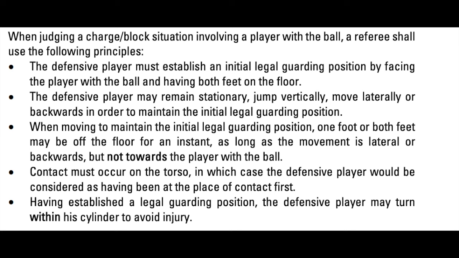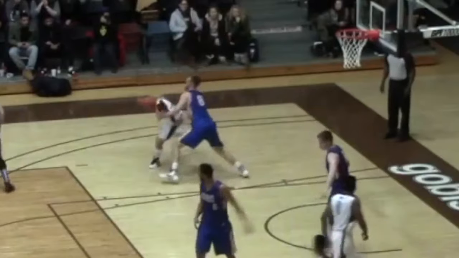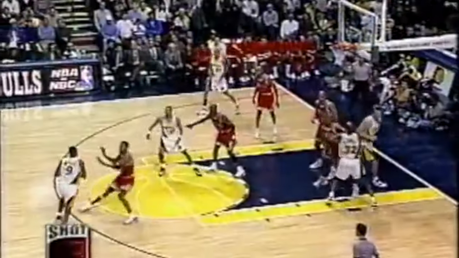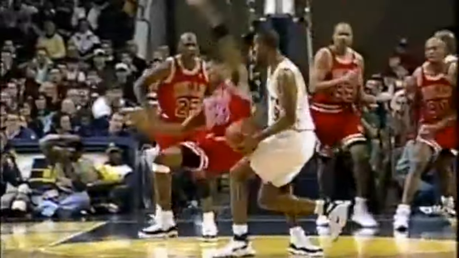So it is expected that when you move, one foot and at times both feet can be off the floor for that instant. Contact must occur on the torso, in which case the defensive player would be considered as having been at the place of contact first. So if you get hit in the hip, there's a very good chance that you weren't there in time. That's why we talk about the torso: if you take it in the chest, you've most likely been at the place of contact first.